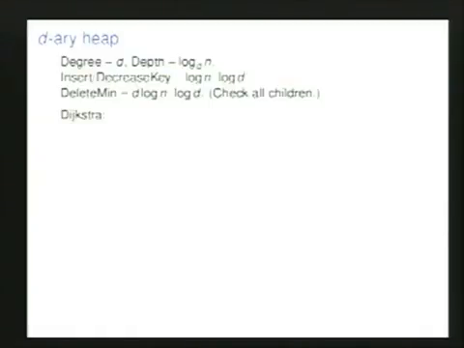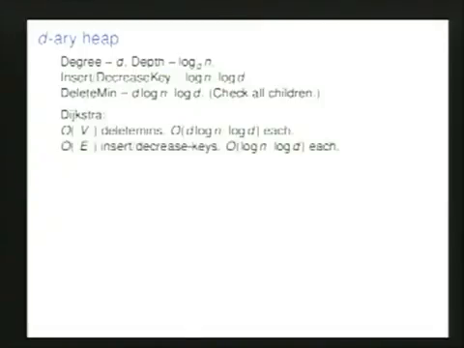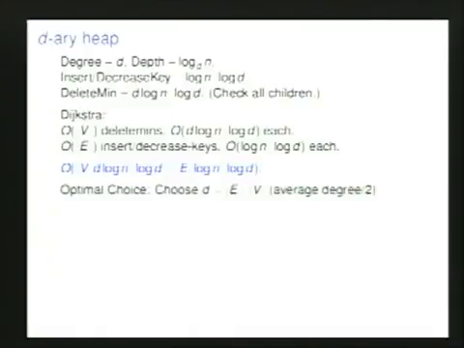So now Dijkstra becomes, well, there's order v delete mins. Every time you process a node, you delete the min. And there's d log n over log d of those. I mean, each one costs that much. There's order E insert or decrease keys, and those cost log n over log d. So the total running time is this sort of nasty looking thing, which, if you choose d to be the average degree, which is kind of funny, the degree of the tree is going to be the average degree of your graph over 2, then the running time becomes this.